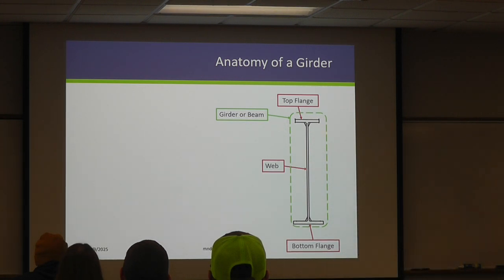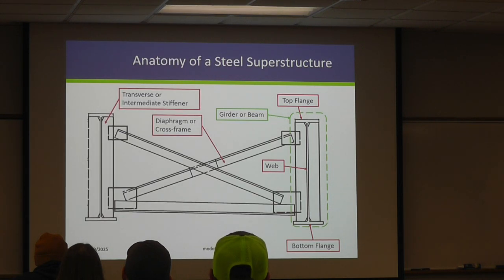Breaking down the beam or the girder, we have a top flange, a bottom flange, and a web vertical element that's going to connect the two. So that's your individual girder or beam line. These within a bridge are interconnected to one another using both the deck, but before the deck goes on, a diaphragm or a cross frame. And again, I'll use these interchangeably as well.